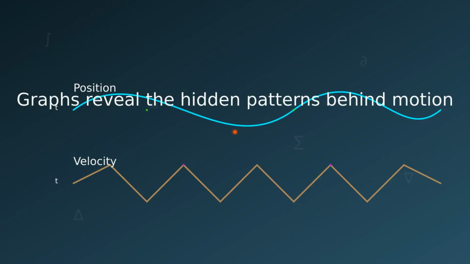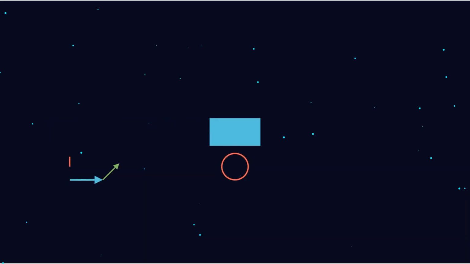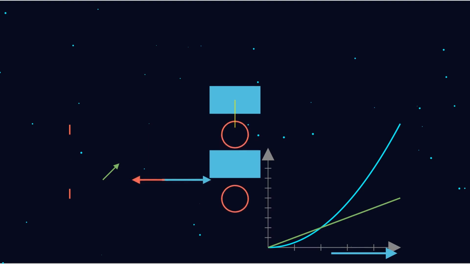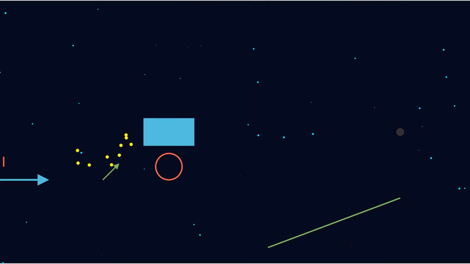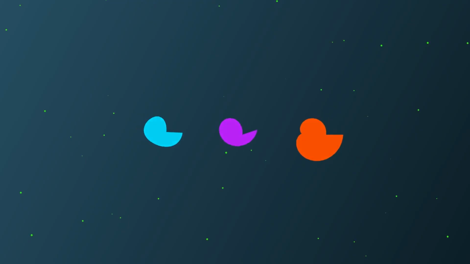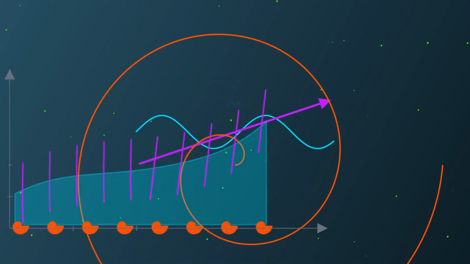In our next video, we'll dive into acceleration, the rate at which velocity changes. And we'll see why acceleration and velocity can sometimes even point in opposite directions. Because motion is never just about changing position. It's a dance between displacement, velocity, and time.